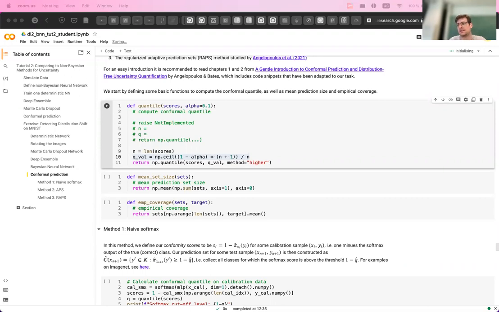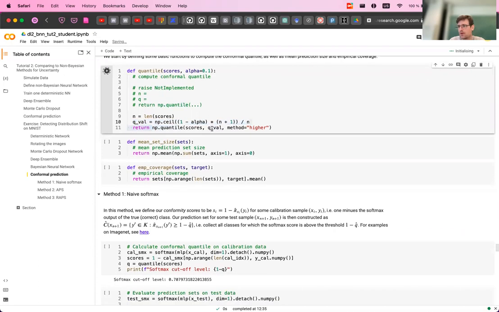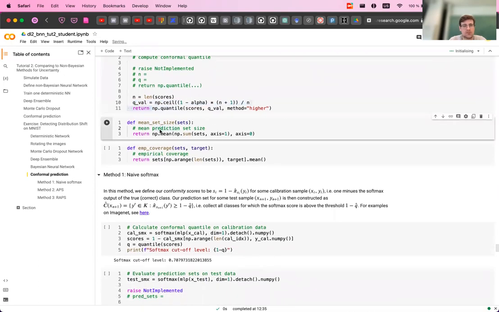Sorry. So here, this is exactly the formula we had written before. You just compute a specific value and then you just take the quantile. Okay, fair enough. Then we calculate our metrics, the mean set size.